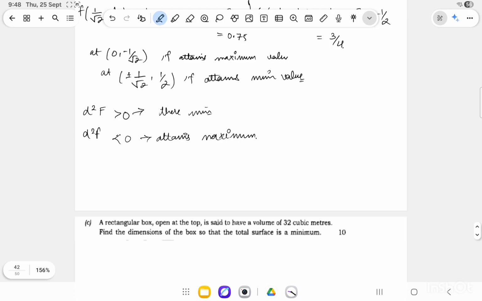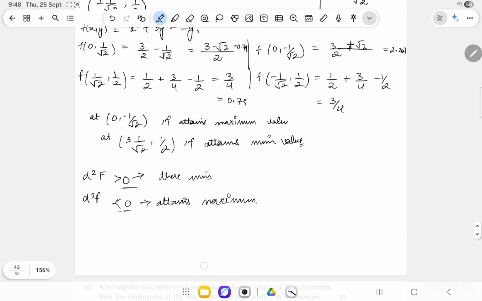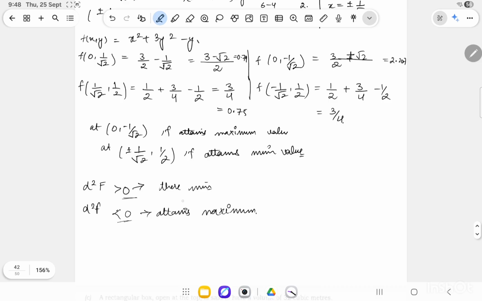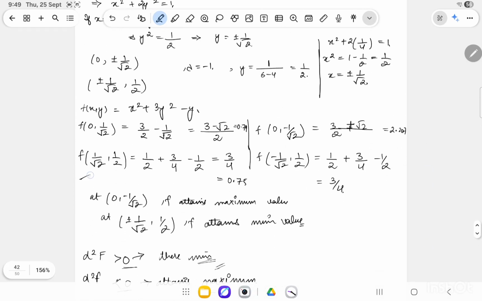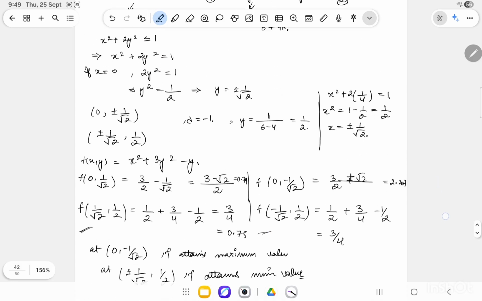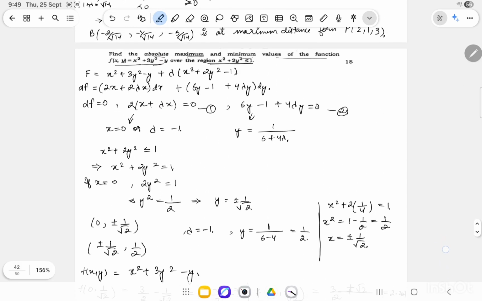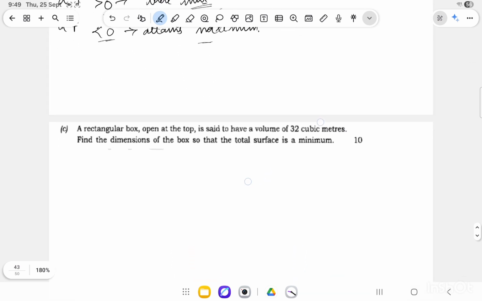And even after checking these things, you are supposed to check where it will be absolute minimum and absolute maximum, because this will tell you about local extreme points. So for that you need to check its value at specific points, that is this thing. So that's all for this question. Let's move on to the next question.